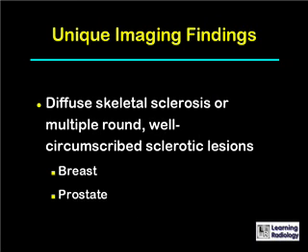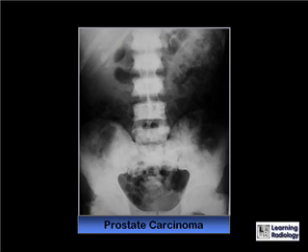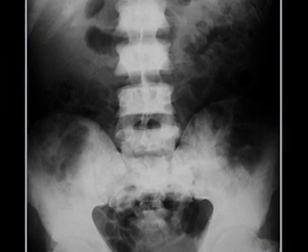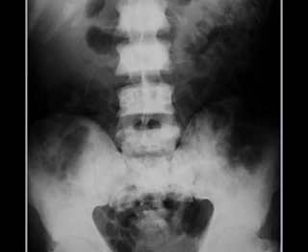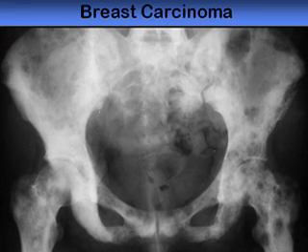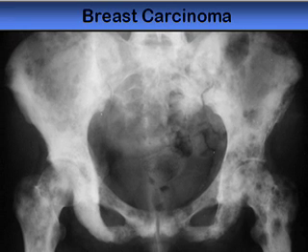Diffuse skeletal sclerosis, or multiple round, well-circumscribed sclerotic lesions, you should think of either breast cancer in a female or prostate cancer in a male. This is an example of diffuse osteoblastic metastatic disease to all of the visualized bones. They are all dense in a male with prostate carcinoma. This is a female with innumerable osteoblastic metastatic deposits in the bone. This is from breast cancer.